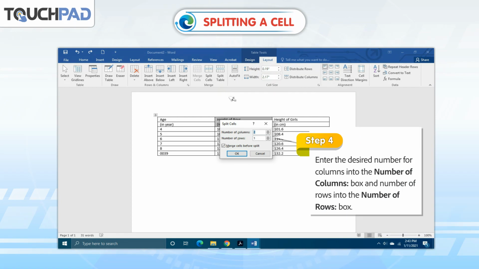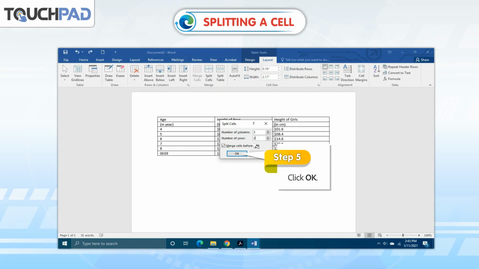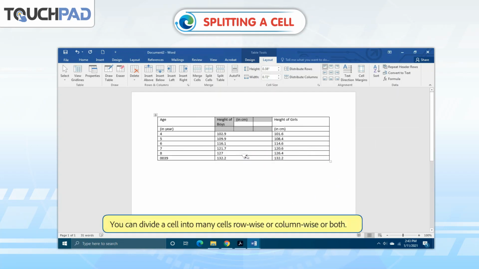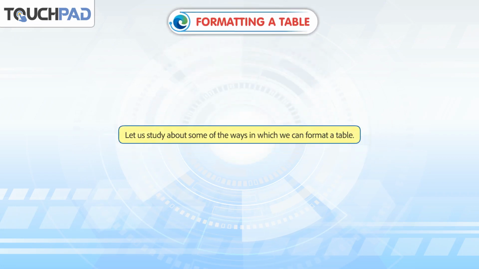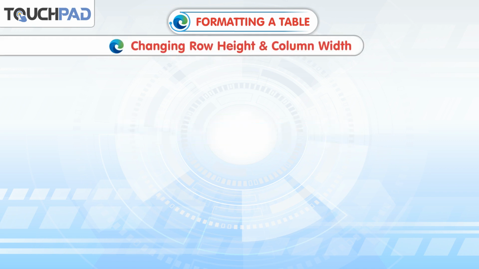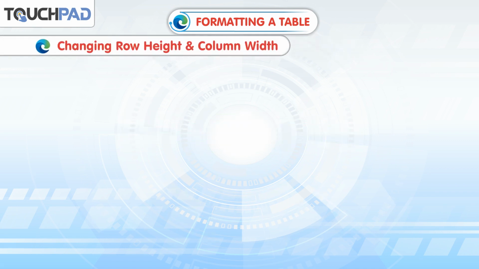Step 4. Enter the desired number for columns into the number of columns box and number of rows into the number of rows box. Step 5. Click OK. You can divide a cell into many cells row-wise or column-wise or both. Formatting a table. Let us study about some of the ways in which we can format a table. Changing row height and column width.